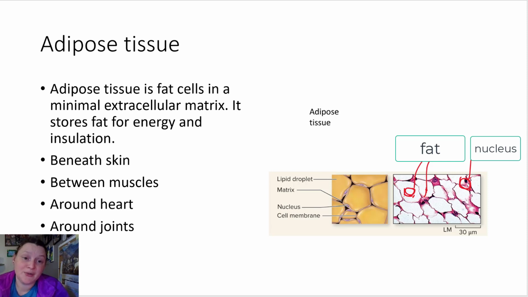Many animals, including mammals, have a layer of adipose tissue just below their skin. This can help with insulation. Some mammals take this to an extreme. If you think about blubber found in seals and whales, that adipose tissue below the skin helps insulate them in their aquatic environment. We also see adipose tissue between muscles, a little around the heart, and in your joints to help cushion.